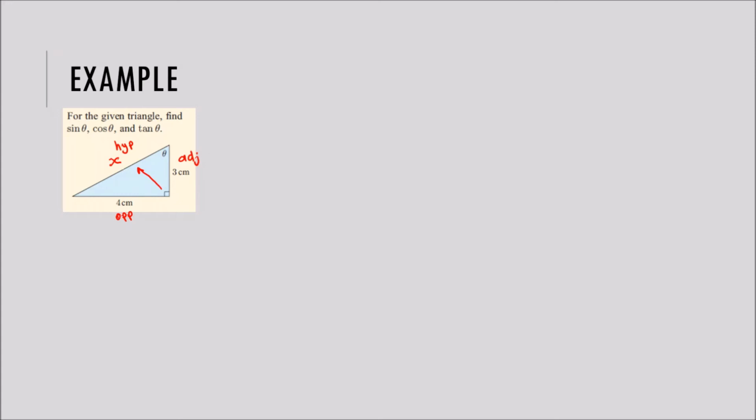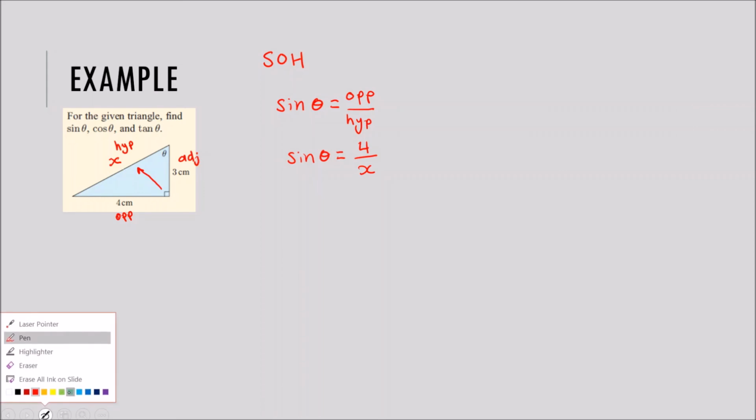Next up, we need to find sine. What was our little memory trick for sine? It was SOH. So I need sine theta is equal to my opposite, because that is my top one, over my h, which was our hypotenuse. In this case, sine theta is equal to opposite, so the side that's opposite my theta is 4, all over my hypotenuse, which is x. That's how we would write our trigonometric ratio for sine.